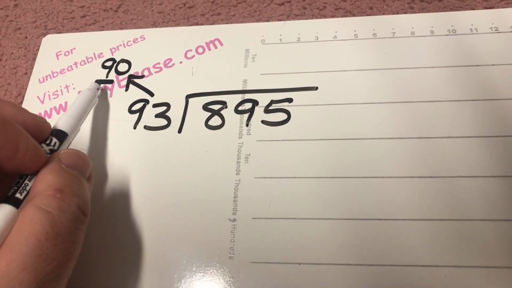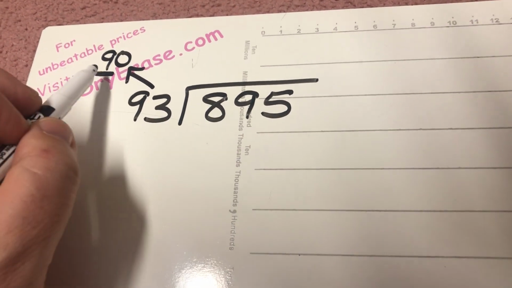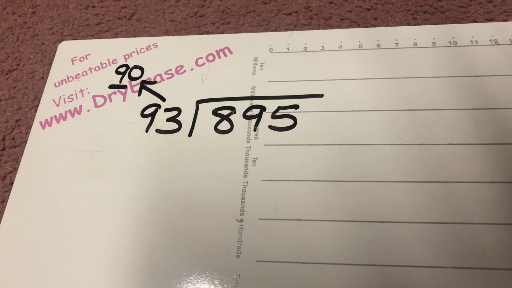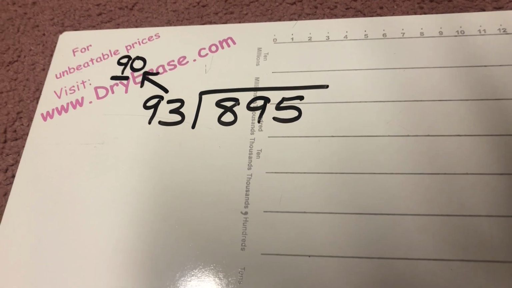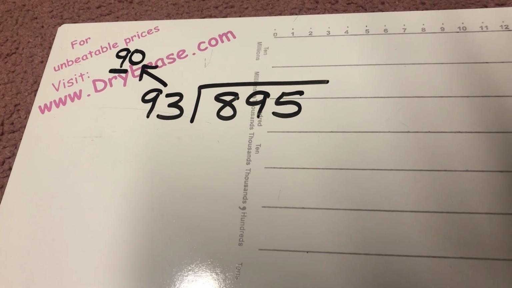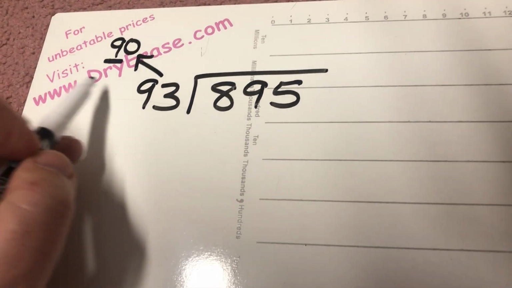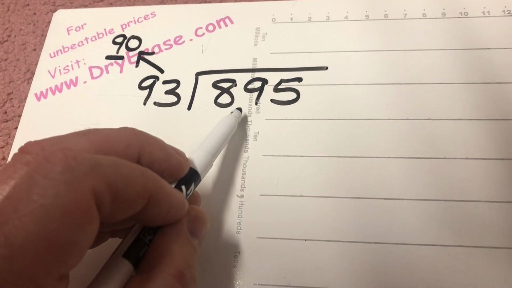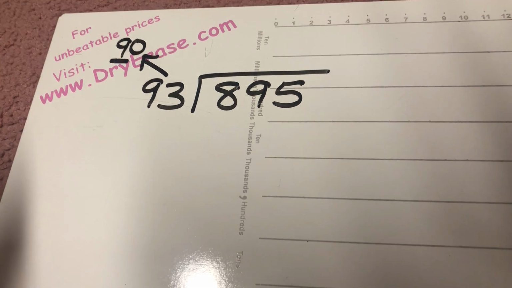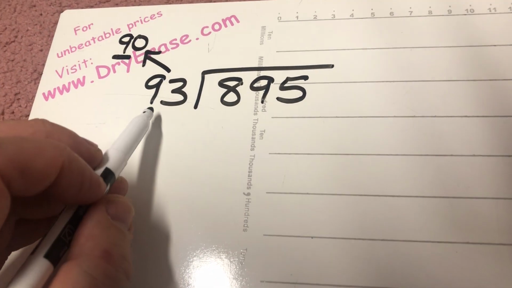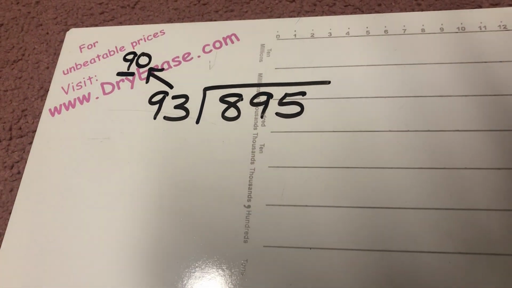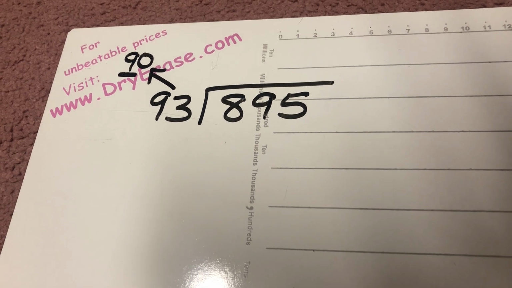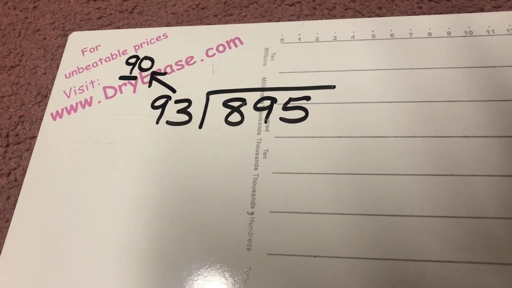So I use smaller numbers that are easier to work with. And in this case, I know that 9 can't go into 8, but 9 can go into 89. Not evenly, but it can go into it. We're not worried about it going evenly. And I think that the number of times that 9 can go into 89 is the same or very close to the same number of times that 93 can go into 895. And so that's just a way to avoid this random guessing.